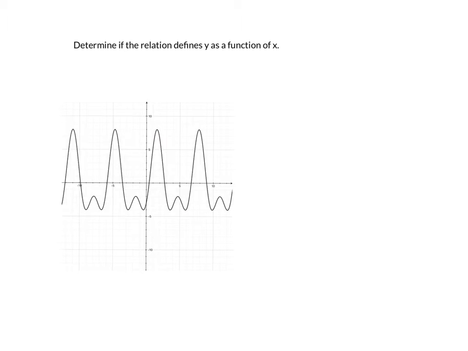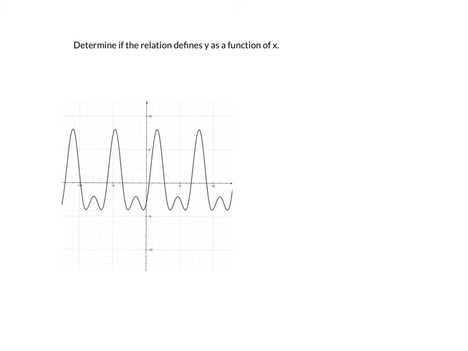In this problem, we are given a graph, and we need to determine if the graph that is depicted by this relation defines y as a function of x. Since we're given a complete graph and not just individual points, as in the last problem, the vertical line test is a good way to go.